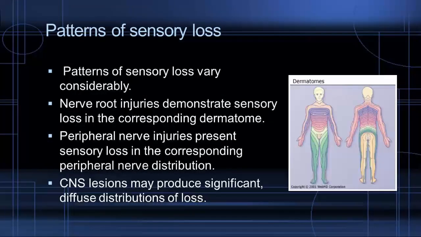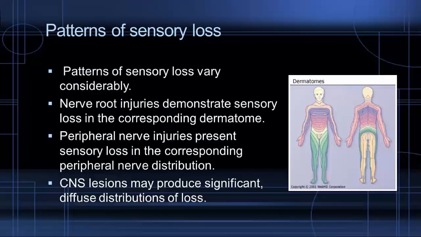There are lots of different patterns of sensory loss as well. We're going to talk a little bit in this lab about dermatomes, and we will talk a lot more about that in neuro as well. Nerve root injuries tend to demonstrate sensory loss in the corresponding dermatome. We'll talk about dermatomes on the next slide. But you could also have peripheral nerve injuries that show loss in a peripheral nerve distribution, and I have a chart that you can download that shows the differences between the two.